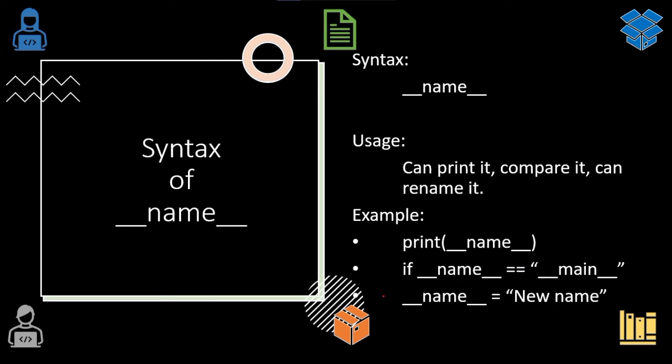So now let's understand the syntax of the __name__ variable. To access it, we just have to write double underscore name double underscore. Double underscore in Python is also known as dunders. We can perform almost all the operations that we have performed with a normal variable. We can print it, compare it, or also rename it. To print, we just have to call the print function, and inside this we have to provide the special variable __name__ and it will print it. So now let's go for a hands-on practical.